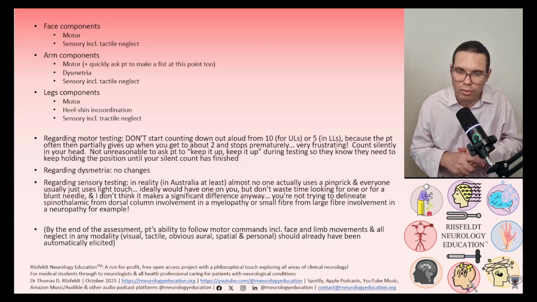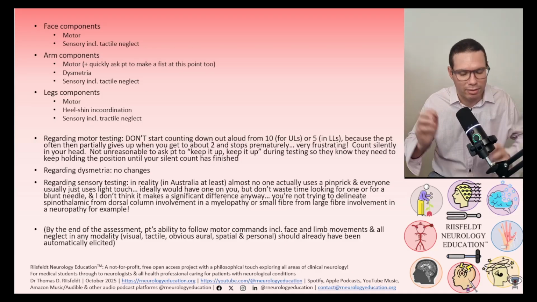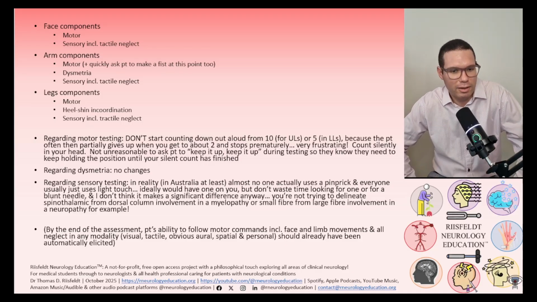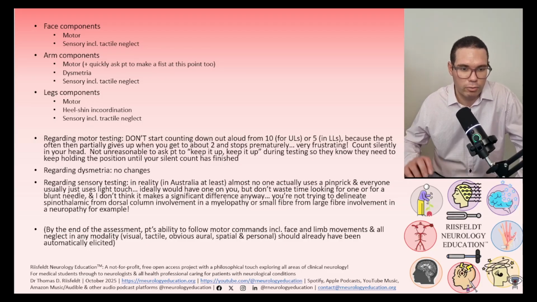The only exception is aural, AURAL neglect. I wouldn't recommend actually testing specifically for aural neglect by testing for bilateral hearing. I've never seen anyone do that. I think that's a bit over the top. If someone doesn't have visual, tactile, spatial, or personal neglect, I think you've done your job there, and then you can score for your neglect item as well.